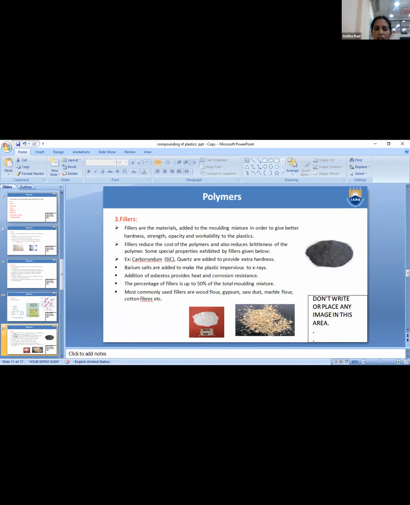In the molding mixture, why are we adding barium salt? To be impervious to X-rays. Why are we adding asbestos? To provide heat and corrosion resistance. Heat and corrosion resistance. Next.